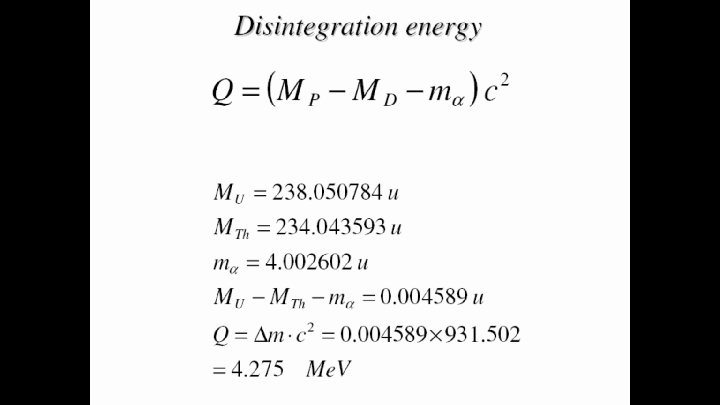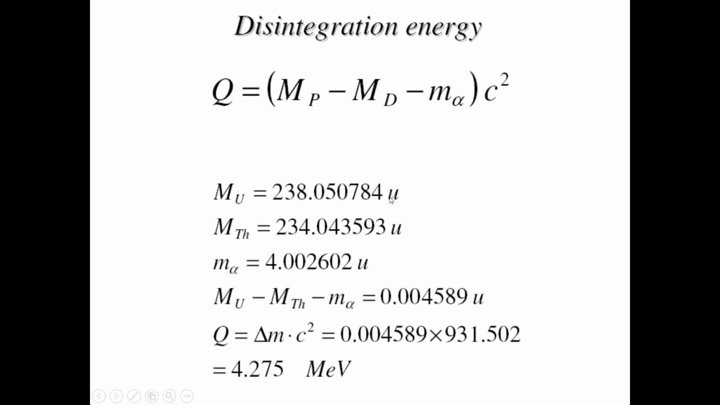So what is the disintegration energy? The disintegration energy we denote by Q, and it is equal to the mass of the parent nucleus, which we represent by M_P, minus the mass of the daughter nucleus, minus the mass of the alpha particle, whole multiplied by c squared. If we consider the uranium-238 nucleus, in that particular case we have the value of M_P, which we represent by M_U for the uranium nucleus.